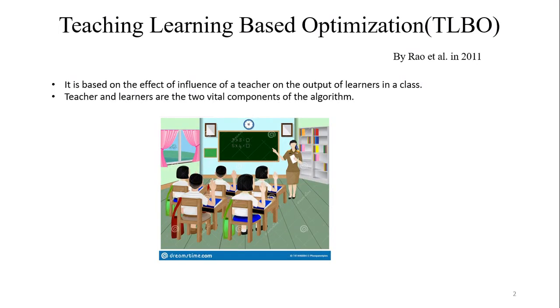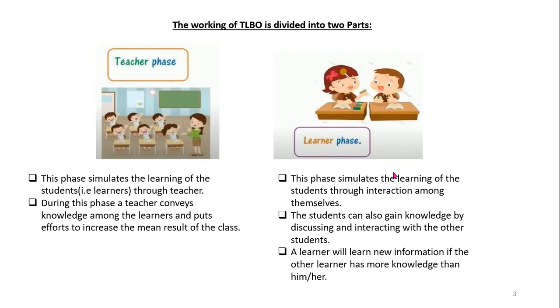So TLBO uses a population of solutions, represented as vectors of decision variables, to search for the optimal solution. The algorithm proceeds through a series of iterations, with each iteration consisting of two phases, which are the teaching phase and the learning phase. It is based on the influence of a teacher on the output of learners in a class. The teacher and learners are the two major components of this algorithm. So the working of TLBO is divided into two parts, which are the teacher phase and the learner phase.